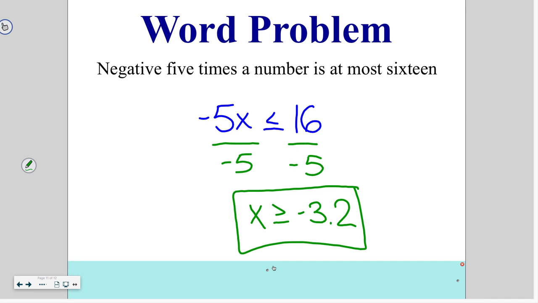Again, careful when you are dividing by that -5, so you are flipping the inequality symbol from less than or equal to greater than or equal to, and you get a final answer of x is greater than or equal to -3.2. If you have questions about this or anything else from the lesson, please let me know when you get to class.